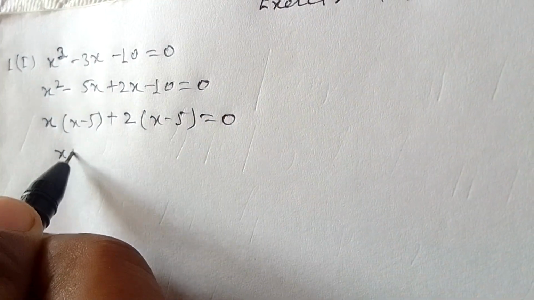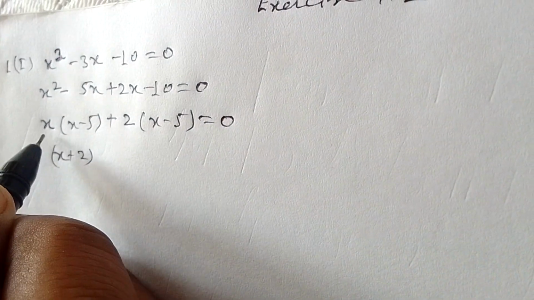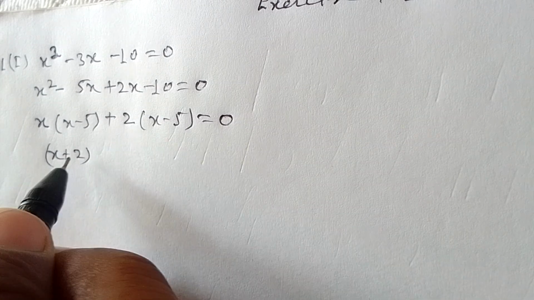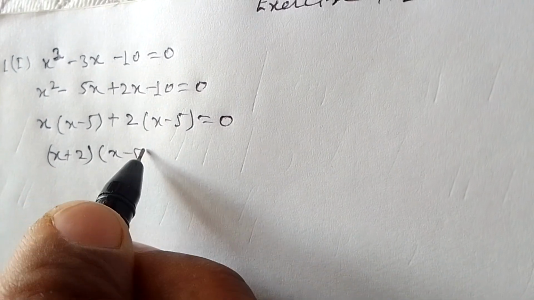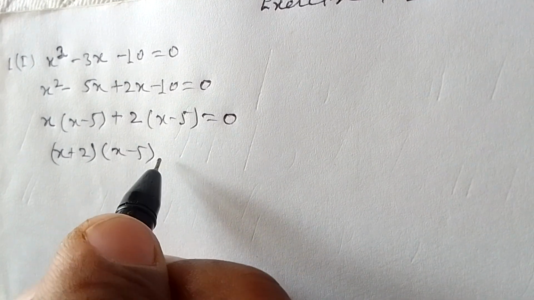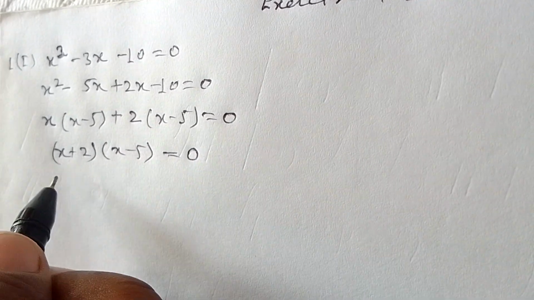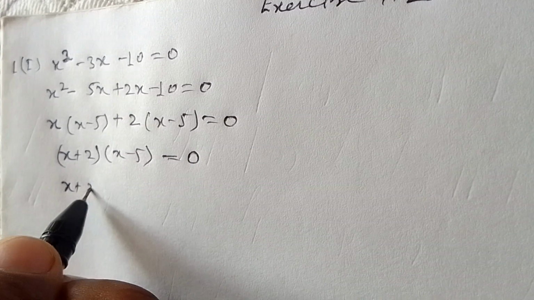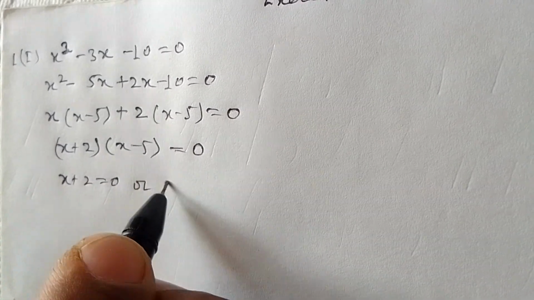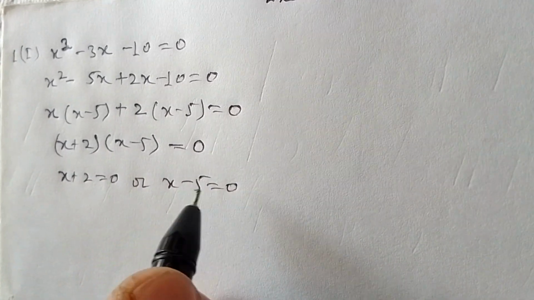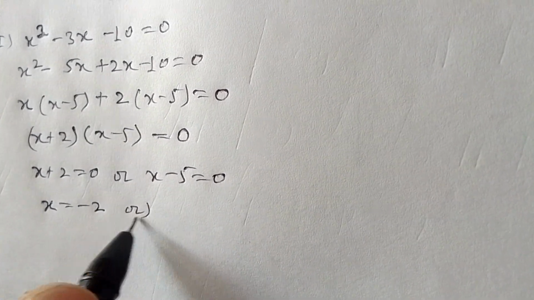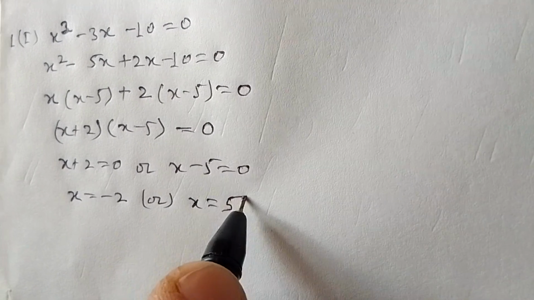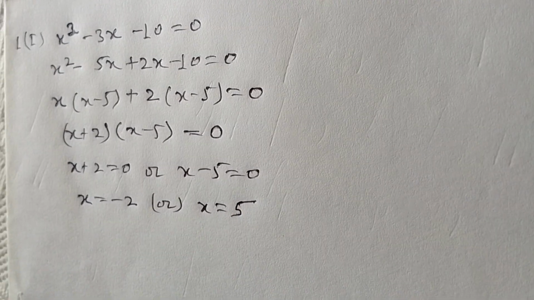Now x + 2, the term outside the bracket, becomes one term and x − 5 makes the other term, and these are equated to 0. So we can write x + 2 = 0 or x − 5 = 0. So the roots of the equation are x = −2 or x = 5. So this is the solution of the first part of the question.